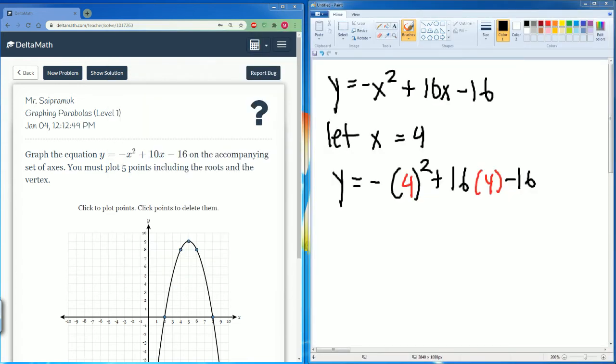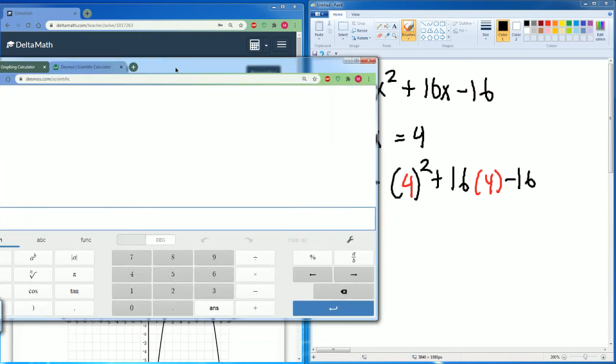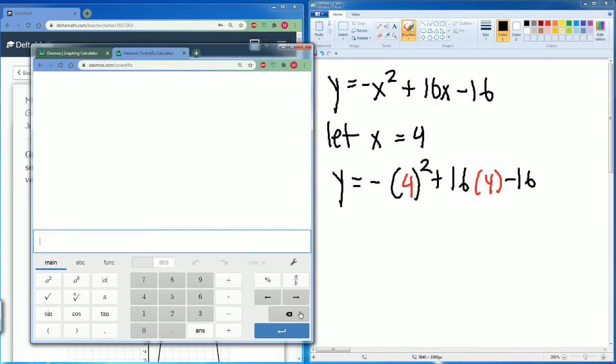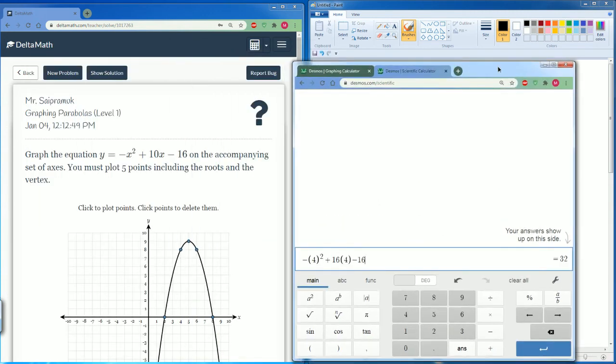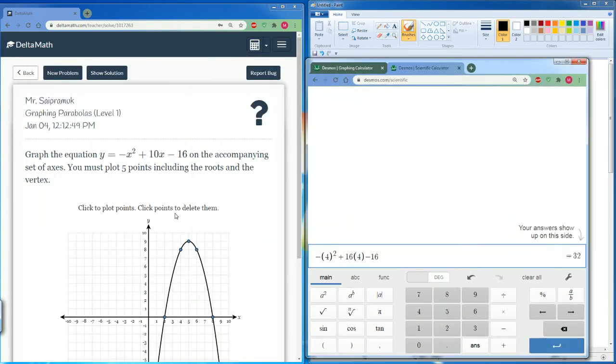So let me bring up the Desmos scientific calculator. Right here. Okay, so let's just plug it in Desmos because I don't want to deal with it. I have negative parentheses 4 squared plus 16 parentheses 4 minus 16. You see how I enter it the exact way I see it? And it says it's 32. Okay, is that 32? That's not right. Did I plug it in right?